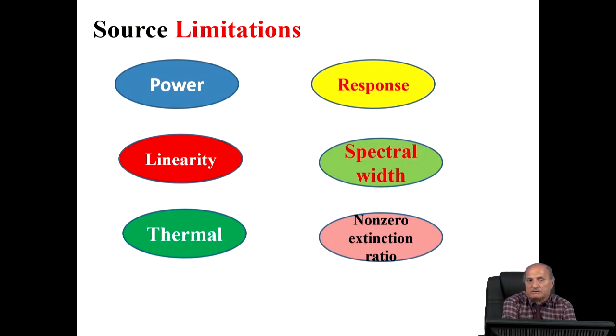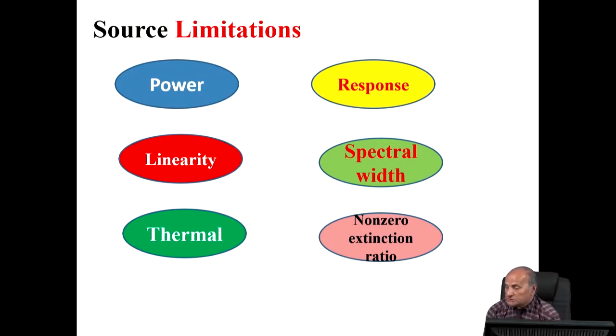During laser or light emitting diode operation, the temperature increases due to power consumption, because we have current and we have voltage, so the temperature of the optical device must be under control.